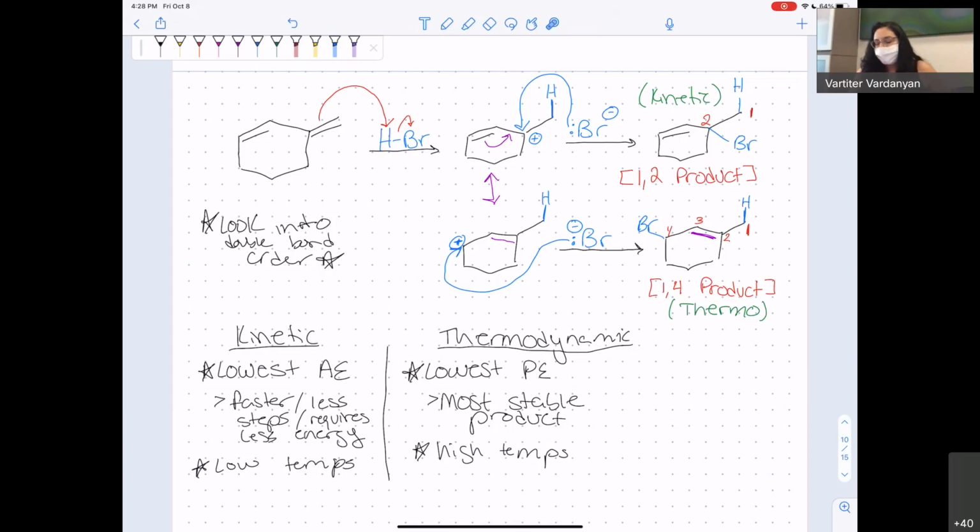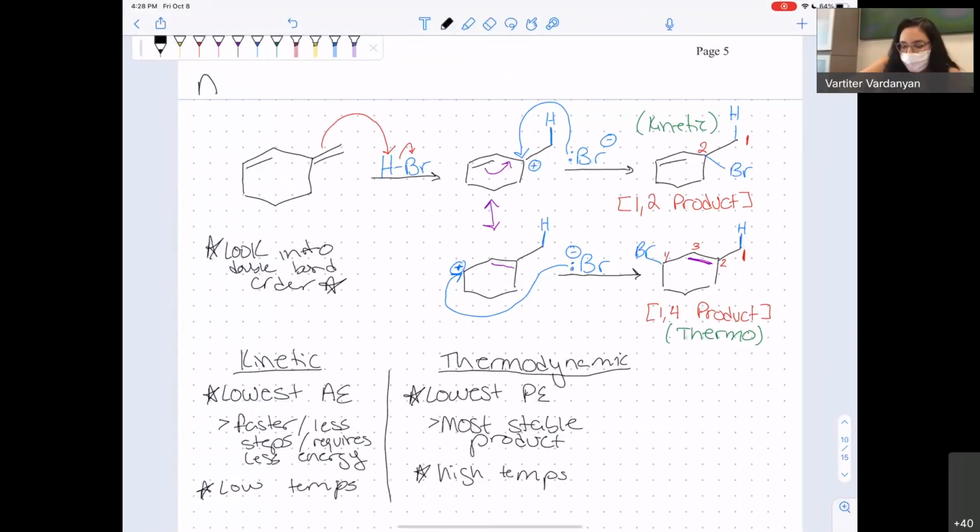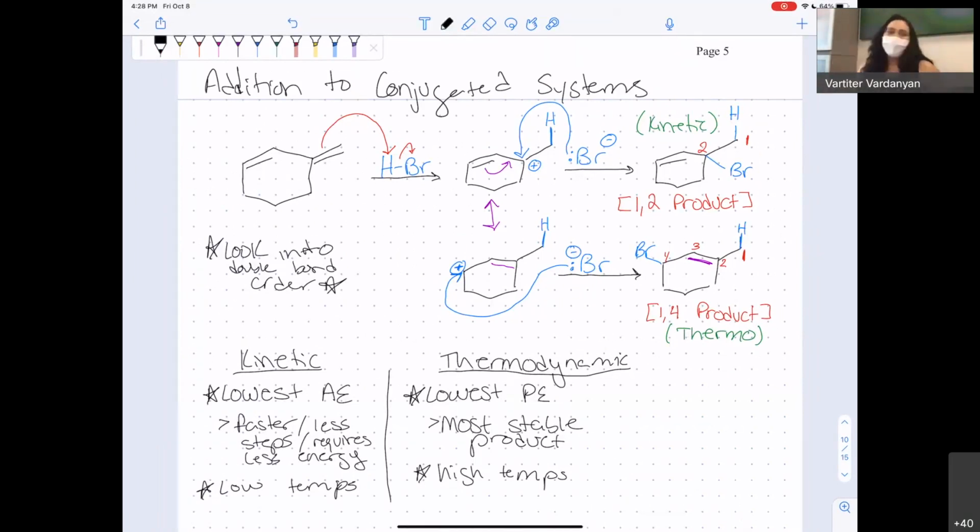I saw that question and that kind of threw off my thinking. I don't think excess HBr is going to do anything in this case because there's not really anything for it to do. And then this reaction is called the 1-2, 1-4 addition. The other thing we could call it is an electrophilic addition to conjugated systems.